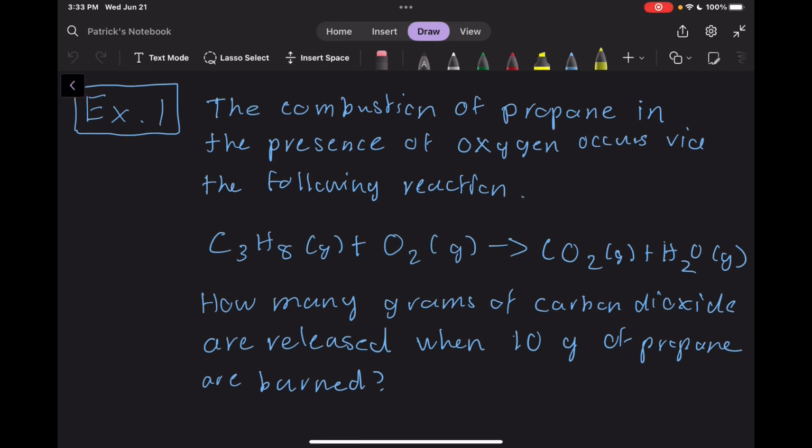Let's do an example problem. Example 1 says, the combustion of propane in the presence of oxygen occurs via the following reaction. C3H8 plus O2, both as gases, react to yield CO2 and H2O, both of which are also gases. How many grams of carbon dioxide are released when 10 grams of propane are burned?